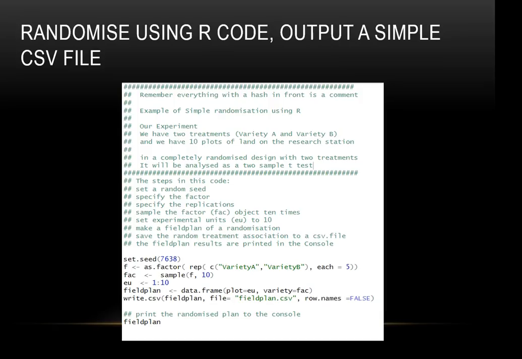So what I'm going to do here is very briefly, there's a lot of code here, but this is available for you to practice. Everything in green is in fact a comment. This is simple randomization using R. In our experiment, I've already mentioned we have variety A, variety B. We have 10 plots of land. It's completely randomized and it'll actually be analyzed as a 2-sample t-test.